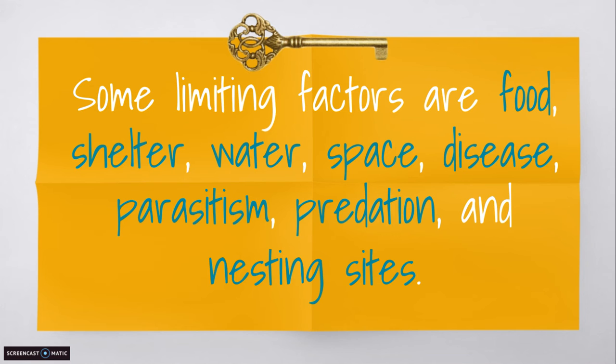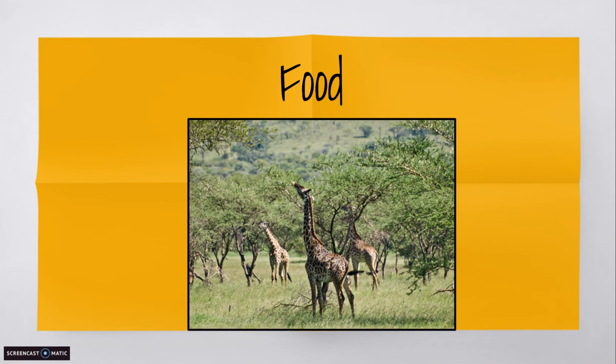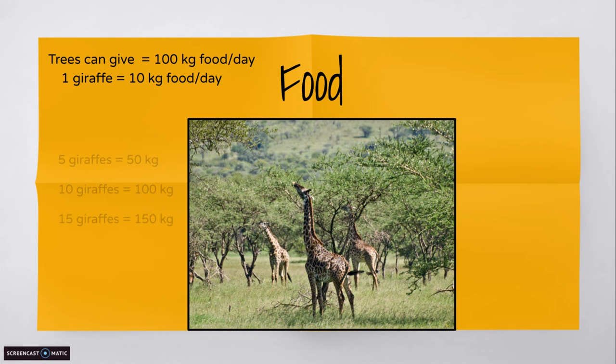So let's hop into our first one, which is food. Remember, organisms don't just need food, they need enough food to survive. So suppose a giraffe, like the ones in this picture, needs 10 kilograms of food per day. One giraffe. And let's say that the trees in the area can give 100 kilograms of food per day and stay healthy. How many giraffes could live in this area?